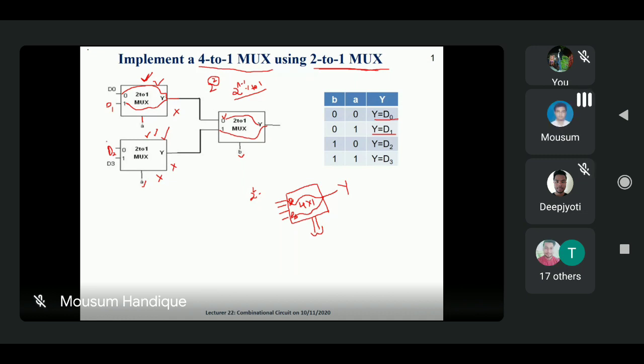Okay, no problem. Very good. You are saying that 2. Tamalika also said it is 2. Okay, no problem. Suppose we can check.